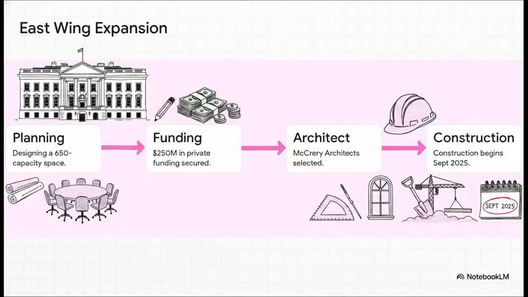Which leads us to the very latest chapter of the White House's physical history. We're talking about a privately funded $250 million East Wing ballroom expansion spearheaded by President Trump. Designed by McCrary Architects to honor the building's classical heritage, this massive space broke ground in September 2025, drastically increasing the event capacity to handle 650 seated guests.